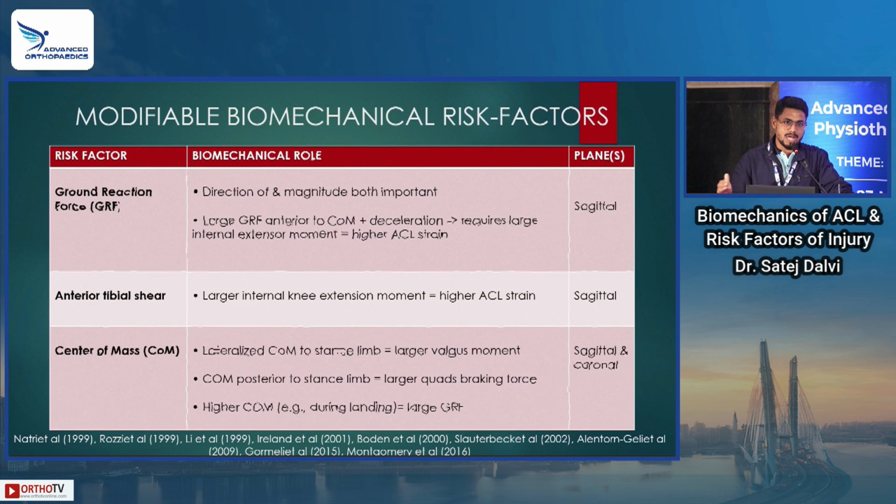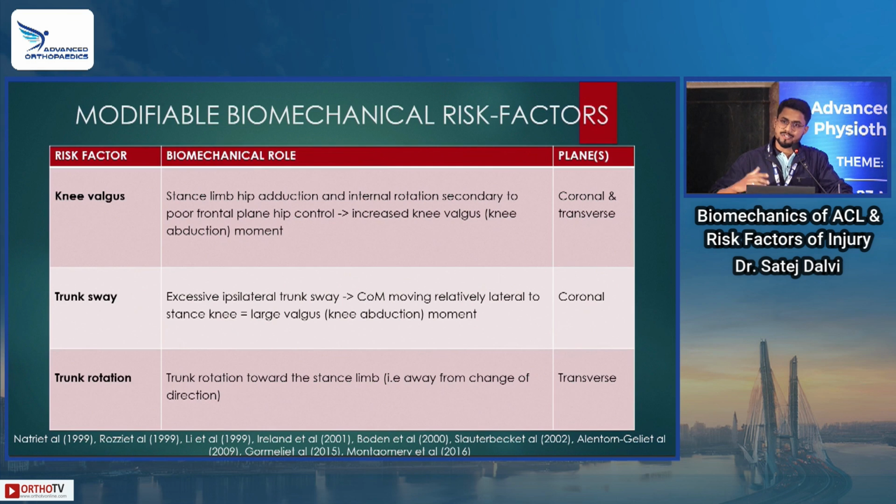Knee valgus, I think I don't need to dig into this a lot. Physios know about this a lot, dynamic knee valgus and how it can have an effect in the coronal and transverse plane on strains in the ACL. Trunk sway and trunk rotation are a little interesting because what is observed is if your athlete has a tendency to do ipsilateral trunk sway or ipsilateral trunk rotation when they land on the stance limb, then they have higher strains going through the ACL and then probably predisposes to higher loads.